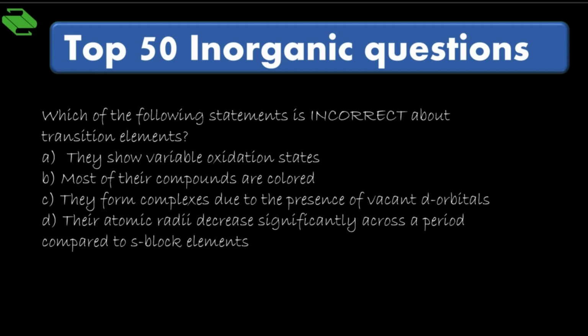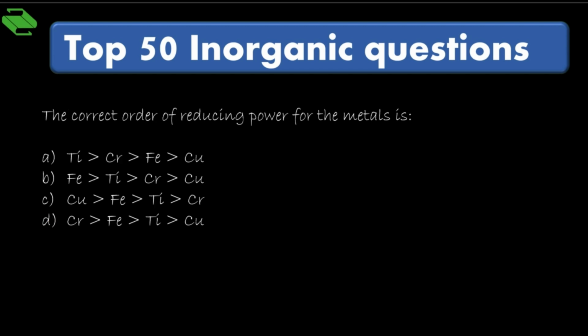Then moving on to the next question. Which of the following statements is incorrect about the transition elements? They show variable oxidation state, that is true. Most of their compounds are colored, that is also true. And they form the complexes due to the presence of vacant d orbitals. Okay. Then their atomic radii decrease significantly across the period compared to S block elements. So what would be the answer to this question? So the atomic radii increases down the group, right? So that is our answer to this question.